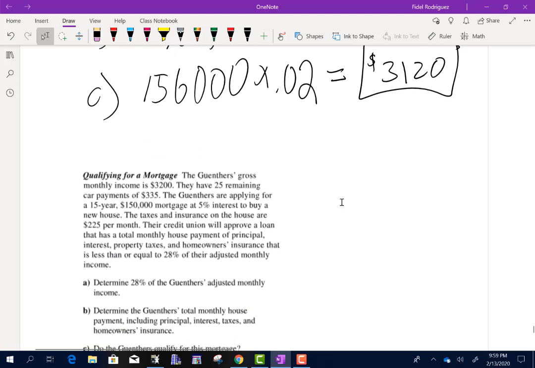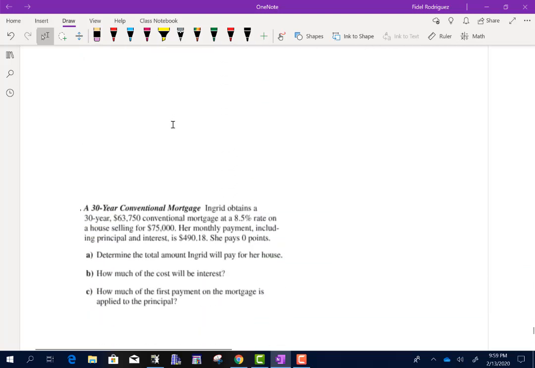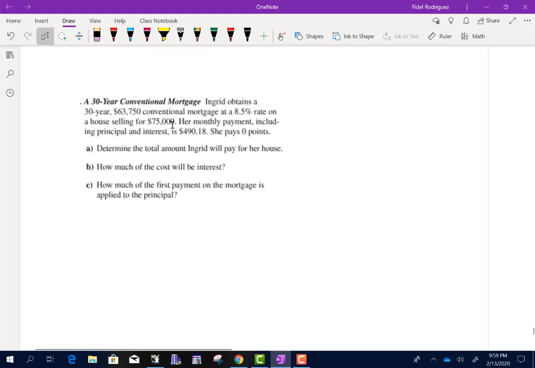All right. Guys, I'm going to come back to this problem in a minute. I want to do this one, and then we'll come back and do the one before that, okay? So let's take a look at what we got here. It says a 30-year conventional mortgage. Ingrid obtains a 30-year, $63,750 conventional mortgage at 8.5% on a house selling for $75,000. Her monthly payment, including principal and interest, is $490.18. It says she pays 0 points.